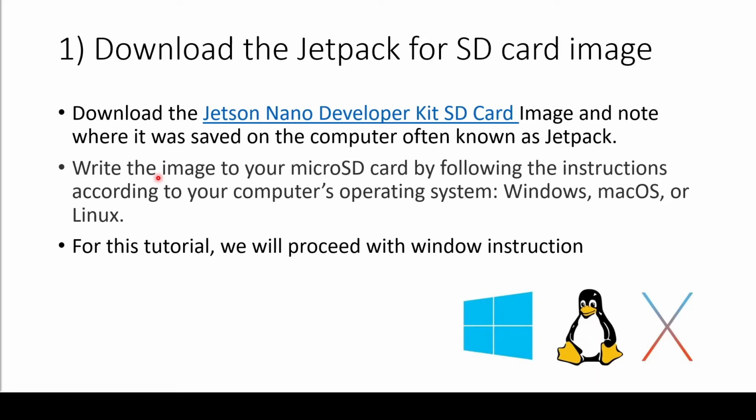So you need to download the JetPack SD card image. Download the Jetson Nano Developer Kit SD card image and note where it was saved on the computer, often known as JetPack. Write the image to your micro SD card by following the instructions according to your computer operating system, so Windows, macOS, or Linux. And for this tutorial, we're going to proceed with the Windows instructions.